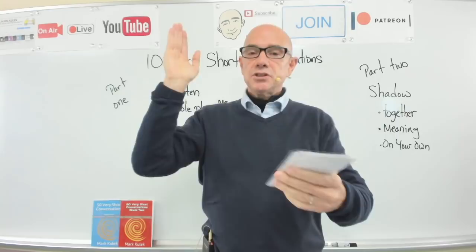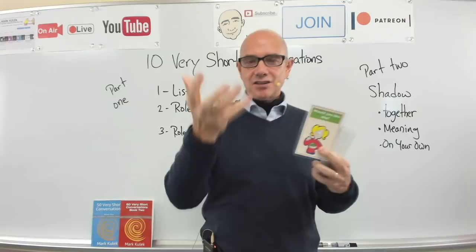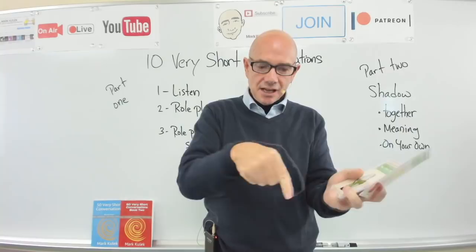Would you like one? So she is offering her frog to someone. Oh, would you like my frog? Would you like one? Maybe she has more than one frog, right? So maybe she has many frogs. So, oh, would you like one of these frogs?